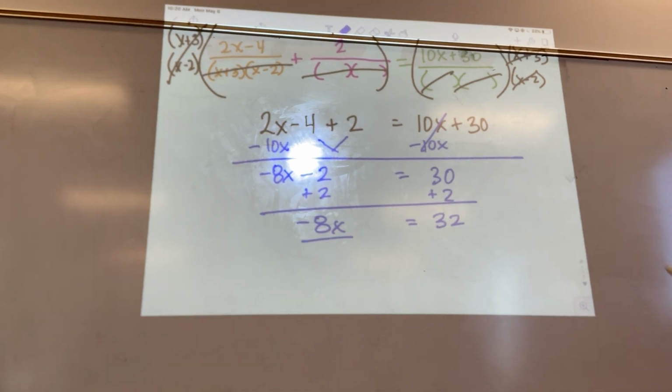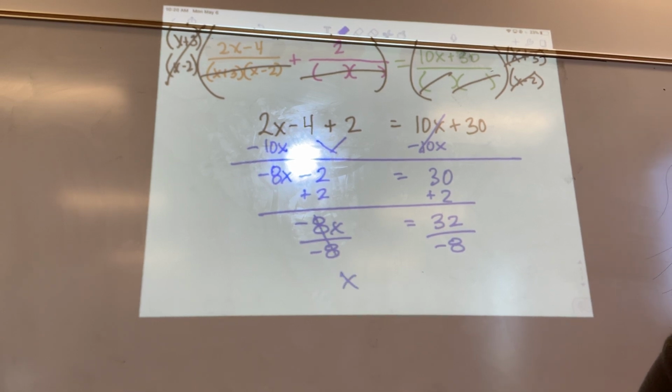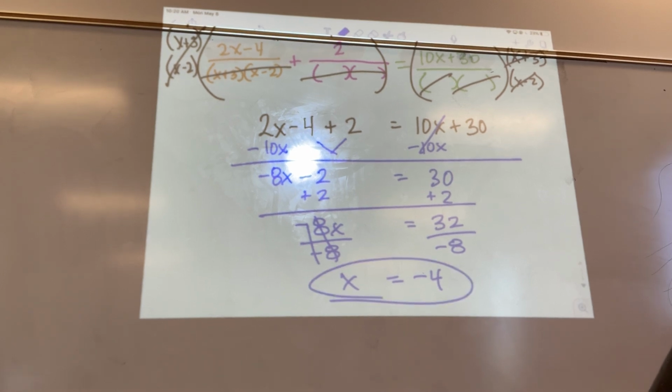Divide by negative 8. Do I divide the x, or no? I want to leave the x on that side, right? So I'm going to leave the x there. X equals negative 4.